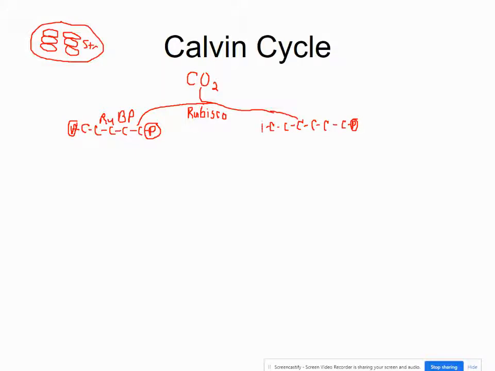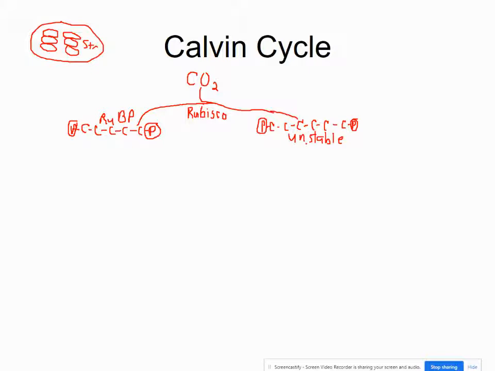And I'm going to add my phosphates to it. Hopefully you're drawing this at home as well, much prettier than mine. And so this is just an unstable molecule, so I'm just going to write unstable here. Okay, so we got this unstable 6-carbon molecule.